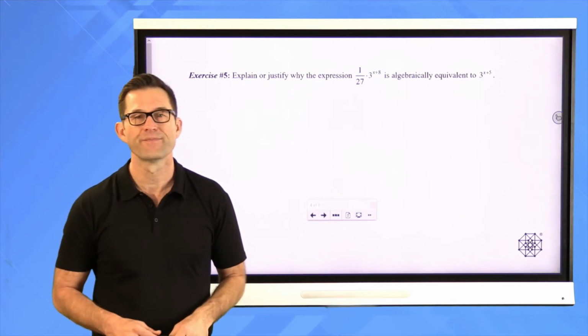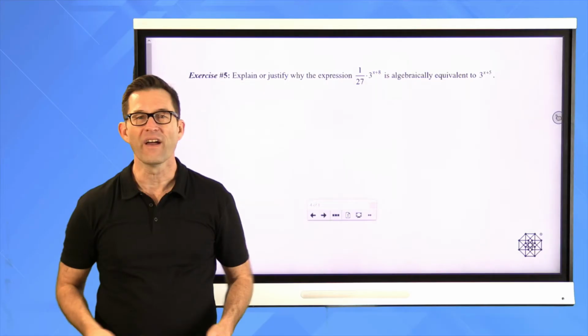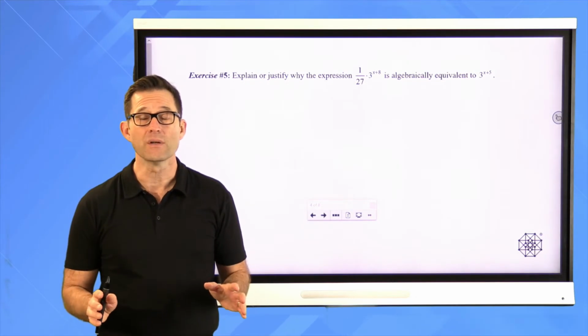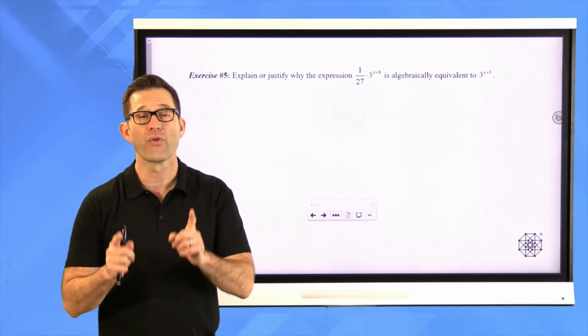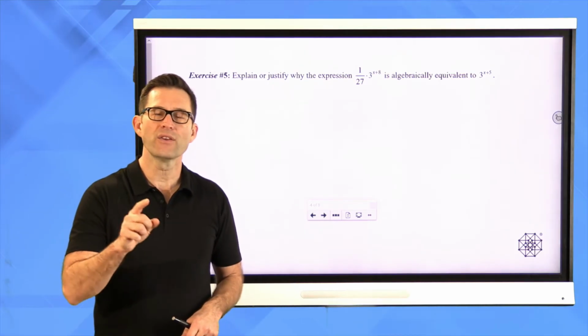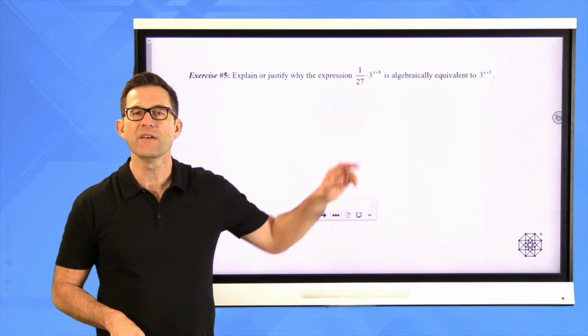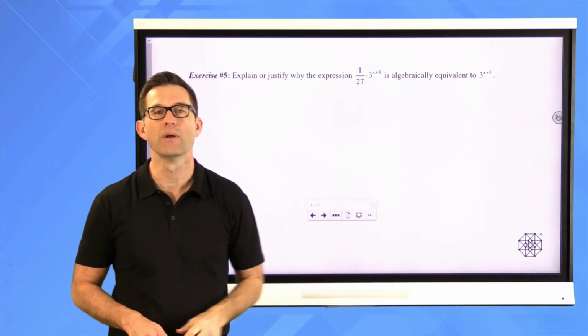Exercise number 5. Explain or justify why the expression 1/27 times 3 to the x plus 8 is algebraically equivalent to 3 to the x plus 5. All right, this is a direct extension of the work that we just did in the last problem, along with the work that we did with exponent properties in exercise number 2. So I'd like you to pause the video right now and see if you can figure out algebraically why this expression and this expression must be equivalent.